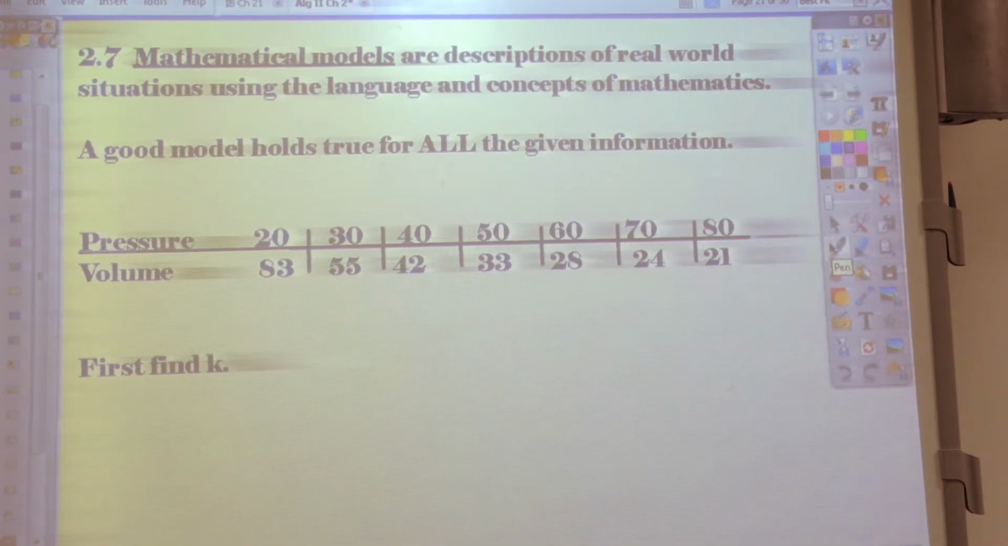This is section 2.7 and 2.8 in Algebra 2. And today we're going to start by looking at data sets and finding a good model that would hold true for all the data points.